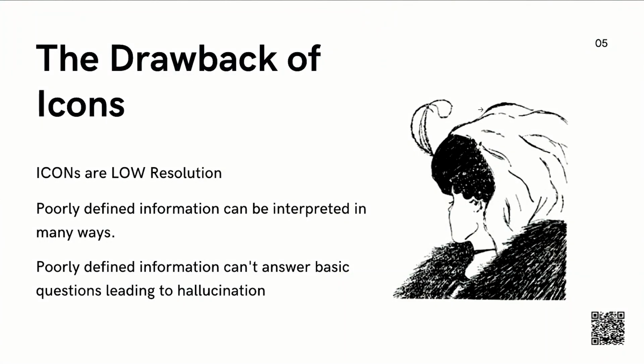So this is the challenge with icons, that icons are fundamentally low resolution. And so in some sense, icons give us enough information to make sense of what we're seeing. However, they could be interpreted in many different ways. And poorly defined information can't answer basic questions. For example, if I were to ask you what's her eye color, or what color is her hair, you have no way of giving me that information.